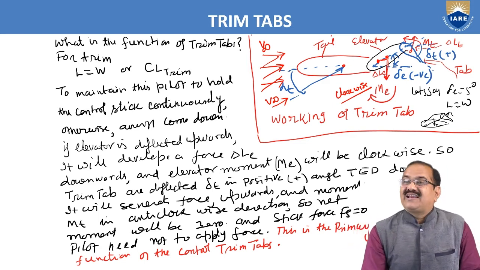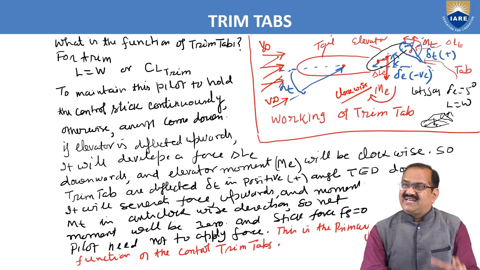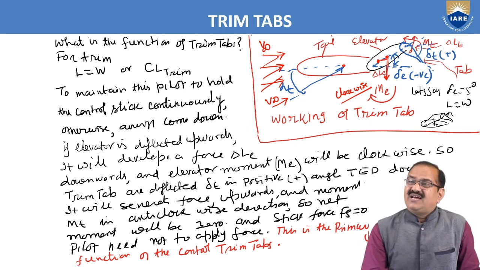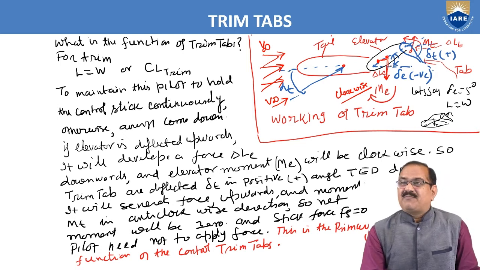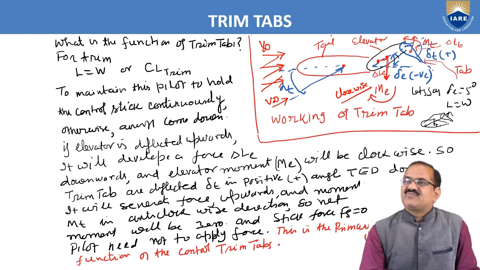Then we have to put a trim tab here. A trim tab is a small aerofoil which is 1/10th or 1/20th of the elevator, and it is deflected opposite to this. If the elevator deflection is plus, here it is a minus, so we have made delta T a plus. This plus will generate a force in the upward direction here. This upward force is delta LT into this distance from here to here. It is a long distance, measured from this hinge line.